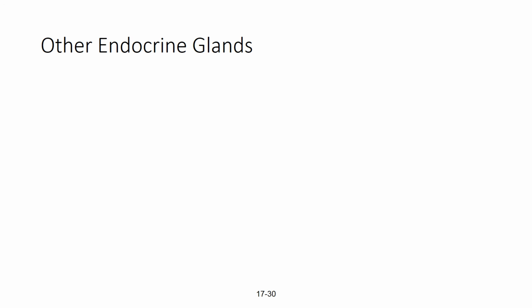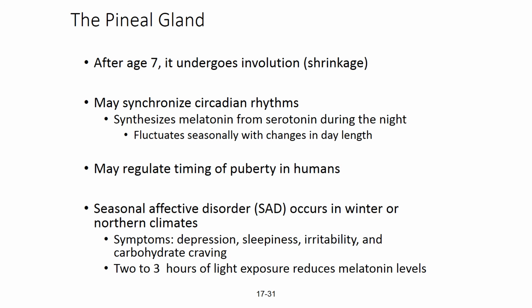Okay, so we're going to start on a couple of the endocrine glands and then call it a day on this recording. We're first going to talk about the pineal gland. Not much to mention here because we already have talked about this. The pineal gland is going to be releasing our melatonin. After age 7, it undergoes involution. The gland shrinks a little bit.